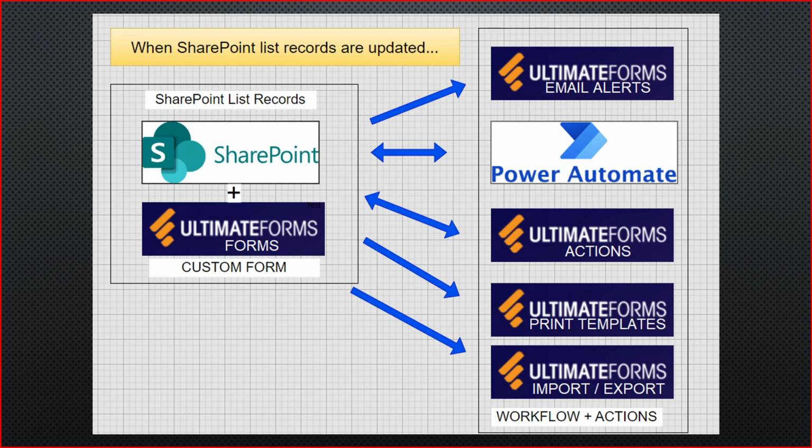This form builder tool works great with Power Automate. In addition, you can get a lot of other automation capabilities with Ultimate Forms. We can have a much easier and more comprehensive way to do email notifications. And then we can add additional actions and functionality that's otherwise quite difficult in Power Automate, including print templates and import and export. So it's expanding our capabilities and making things easier for us as well.